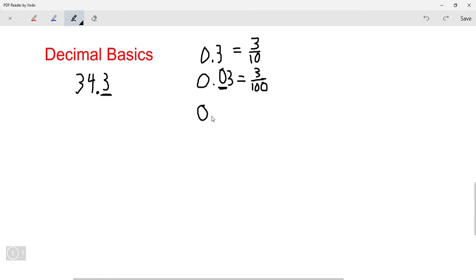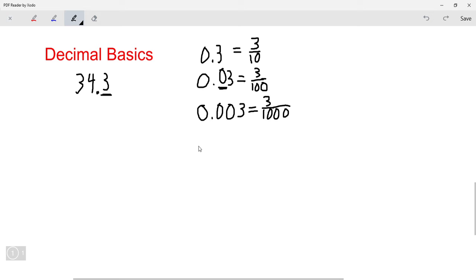Now the next place value is thousandths, which this would now equal 3 thousandths, right? So it would be 3 over 1,000 in a fraction. Okay, so that is in the most basic form how decimals work.